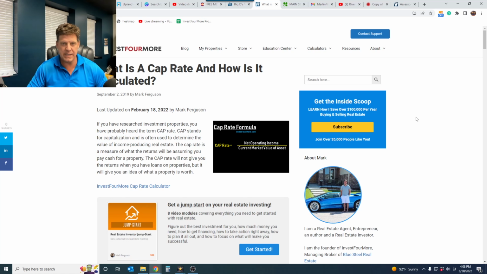Now, cap rates can be very complicated. They can be very confusing to some people, but they're actually pretty simple once you figure out how they work and how they're figured.